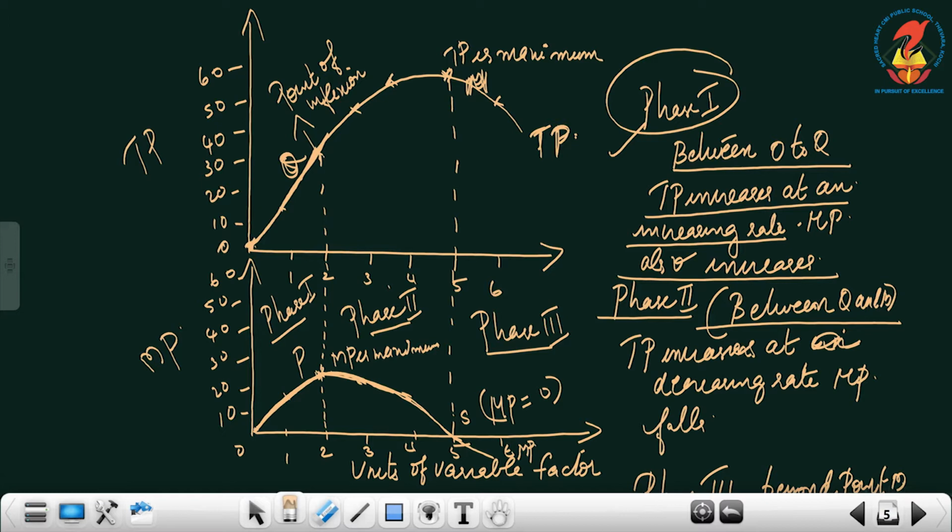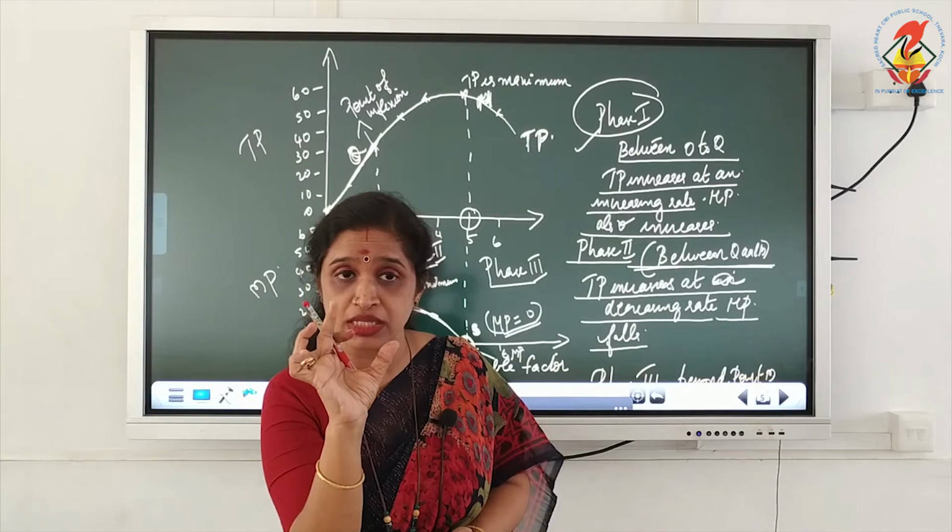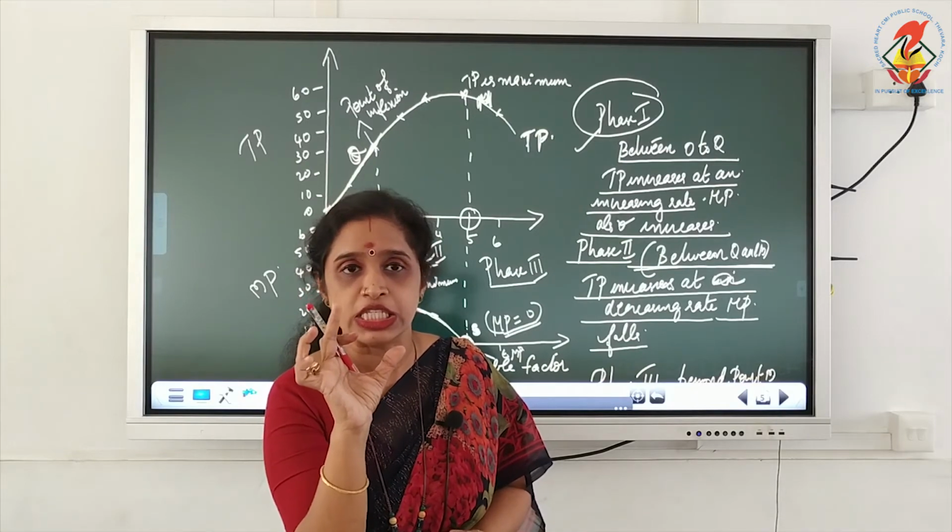Now, from Q to M, you can find at point M, the total productivity is the maximum, the value 52, and marginal productivity at the fifth unit is 0, and I have marked it with the letter S. So M is the maximum point of TP and S is the 0 value of MP. So in the second phase, between Q and M, TP increases at a decreasing rate and MP falls and reaches 0. So the second phase is where TP is the maximum and MP value becomes 0.